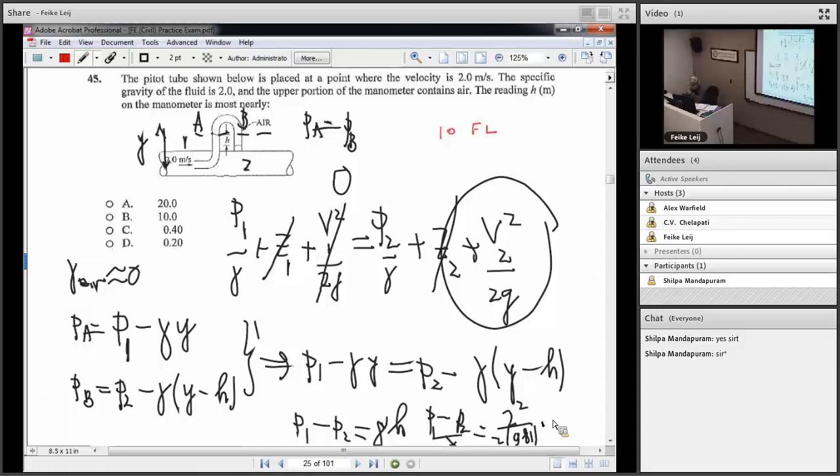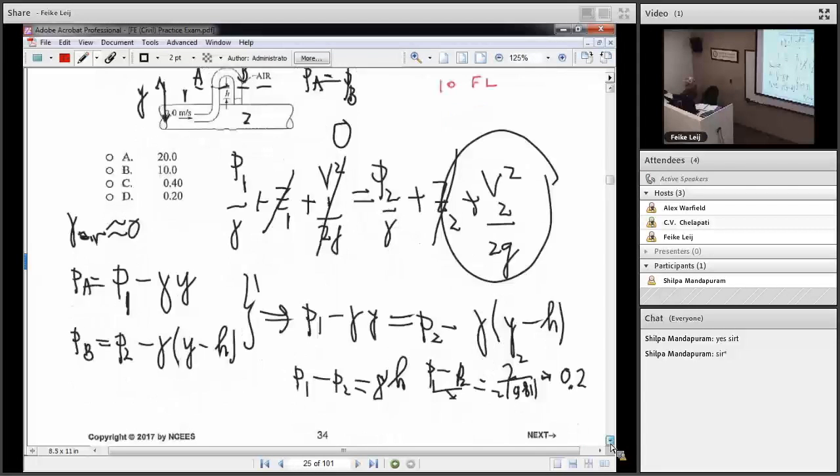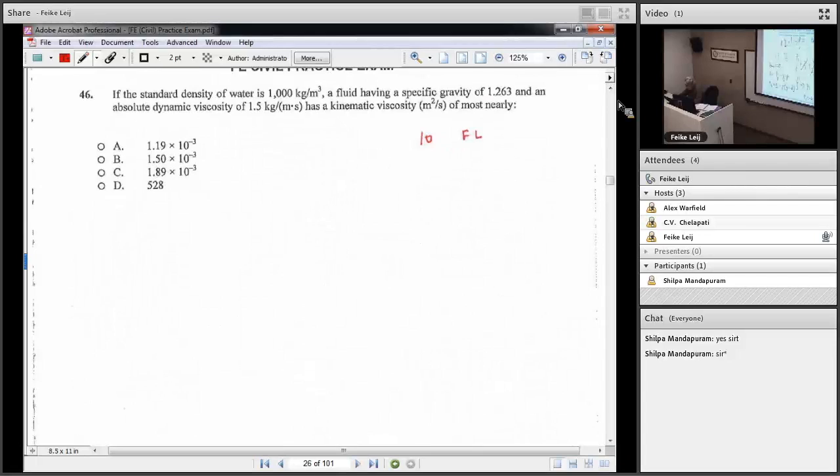So then if you work that out, P1 minus P2 over gamma is going to be equal to 2 squared divided by 2 times 9.81. It's going to be 0.2. So answer D is the correct one. Any questions?